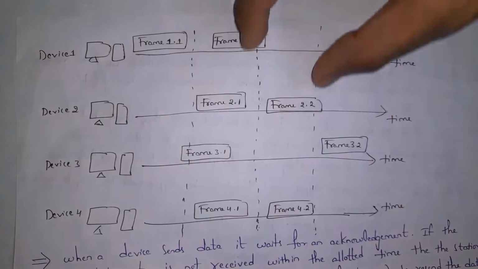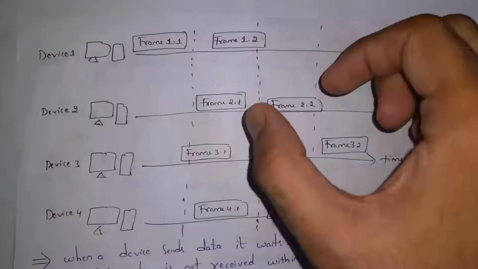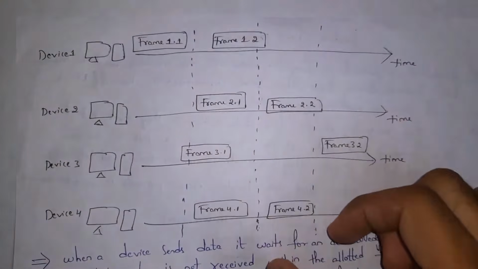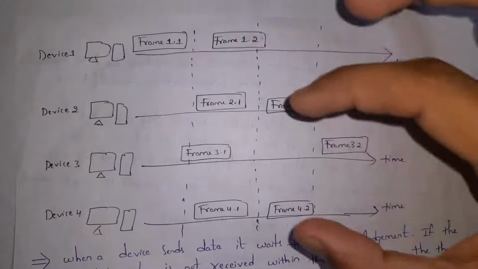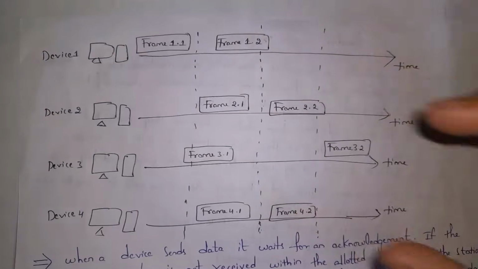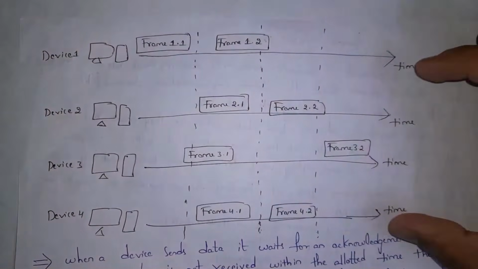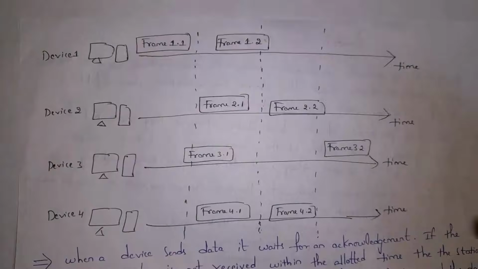In this particular time slot, device 2 is sending one frame and device 4 is sending one frame. As both devices are sending data at the same time, again collision will occur. These two frames will be lost. So again the devices need to retransmit these frames. In this particular time slot, only one device is sending data in this cable. So this frame successfully reaches the receiver.